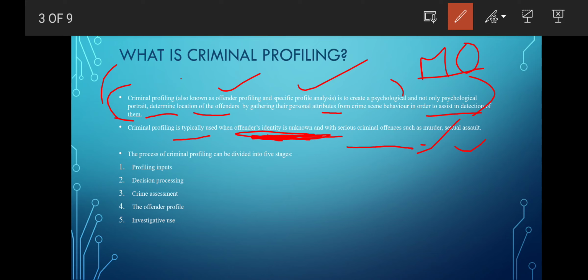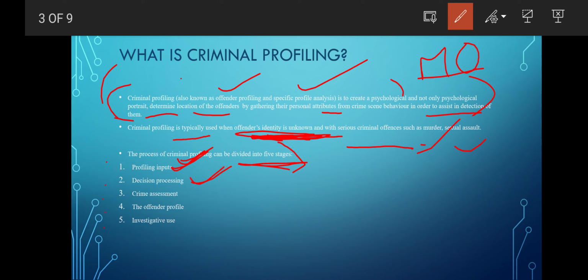So the process of criminal profiling can be divided into 5 stages. In order to do this criminal profiling, we need to follow all these 5 stages. First, profile input. Profile input means whatever information you have gathered after doing research on that particular crime scene, visiting the crime scene, gathering the data from CCTVs, or from the IOs, or from anywhere you can get information, like the eyewitnesses. You are making the profile using the profile input. Then searching, then decision processing.